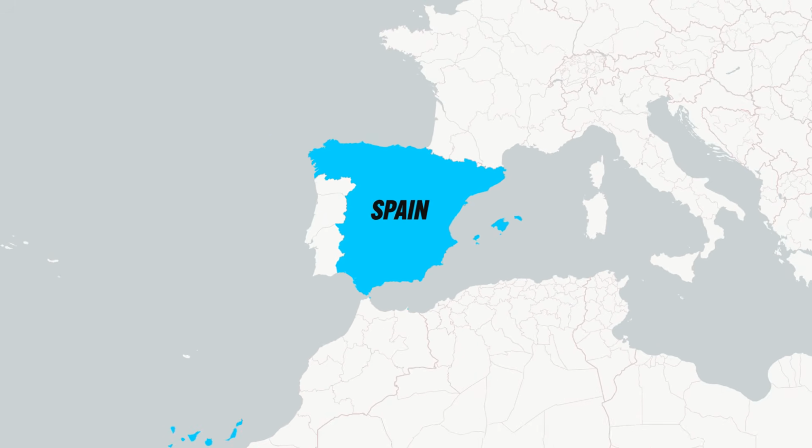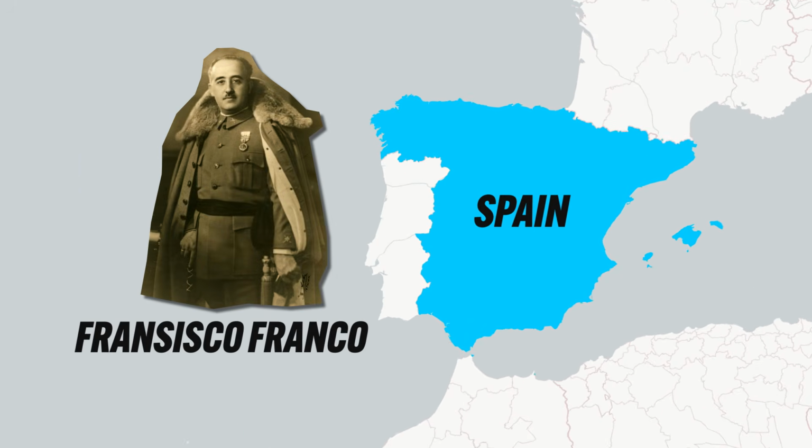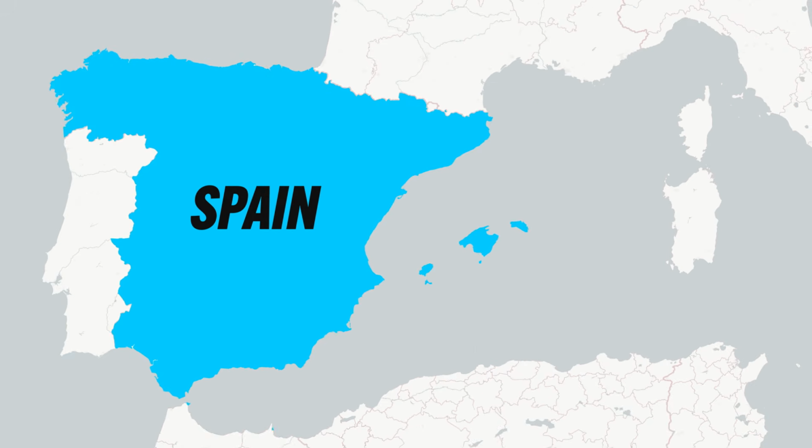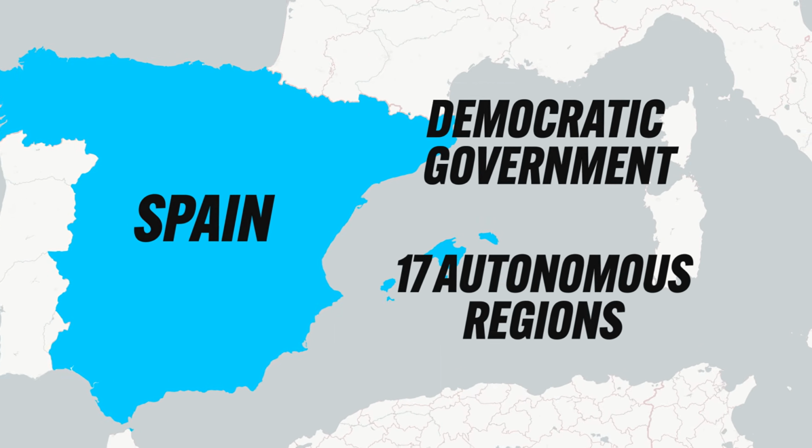And then the third example is Spain. And here, following the death of Spain's fascist dictator Francisco Franco in 1975, Spain transitioned to a democratic government, transferring power to 17 autonomous regions.